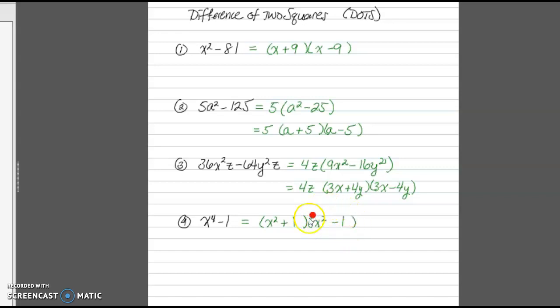Now, this binomial here, x squared minus 1, is also the difference of two squares because x squared is a perfect square, 1 is a perfect square, you have a minus sign in between. This first binomial is not a difference of two squares, because it's not a difference. So we are going to continue to factor just that second binomial. The first one will stay the same, x squared plus 1. And then we have to factor a difference of two squares again: x plus 1 and x minus 1.